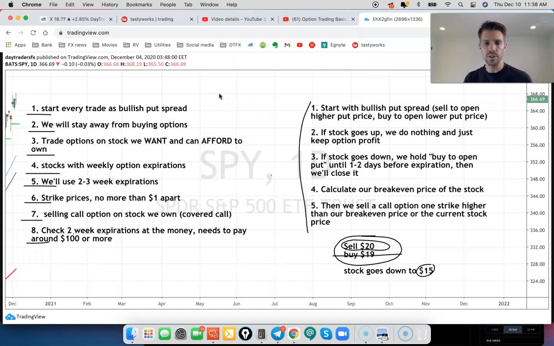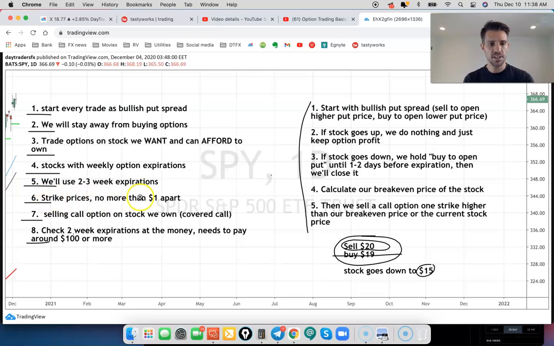It's so important. But we've got to have these items in mind. We start every trade with a bullish put spread. We'll stay away from buying options. We don't want to do that. That's a messy game. We're going to trade options on stock we want to own and we can afford to own, stock with weekly expirations. We're going to use, with these credit spreads, 2 to 3 week expirations. So I'm always going to be looking for 2 to 3 weeks on expiration with the credit spread.